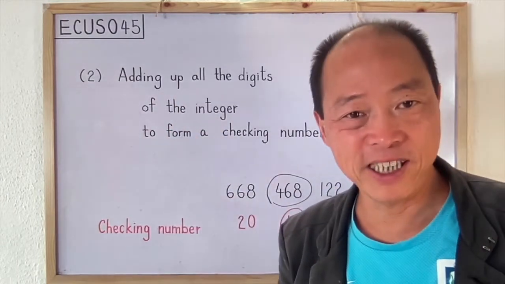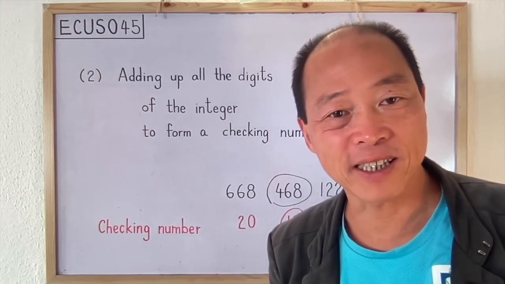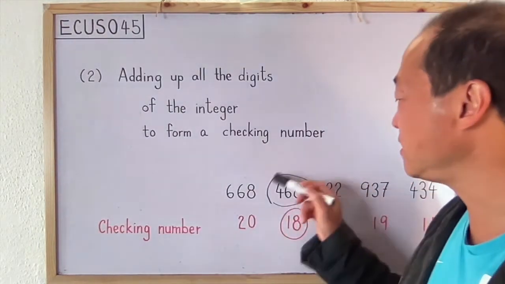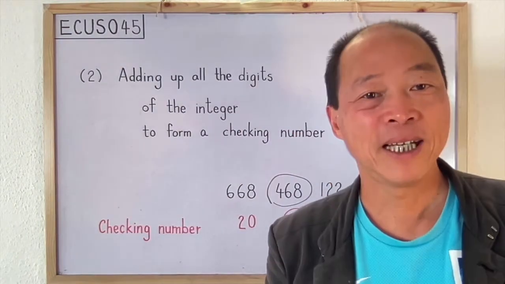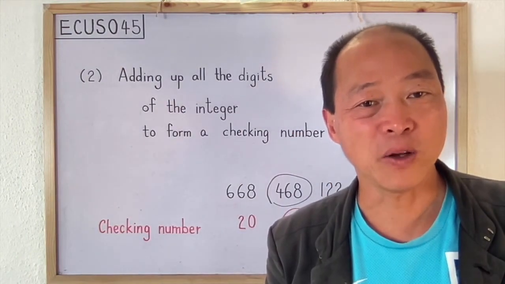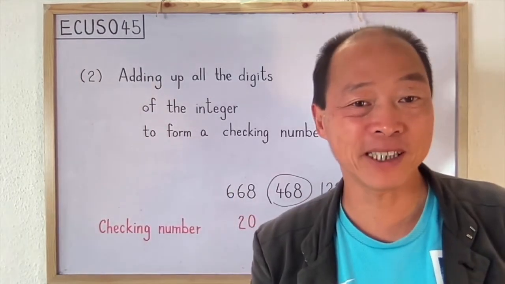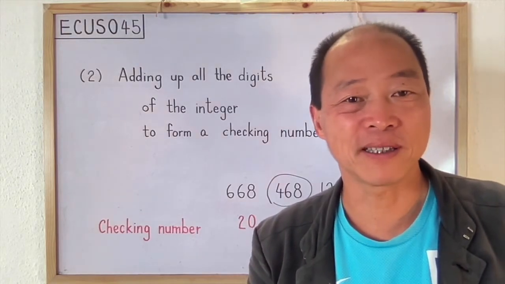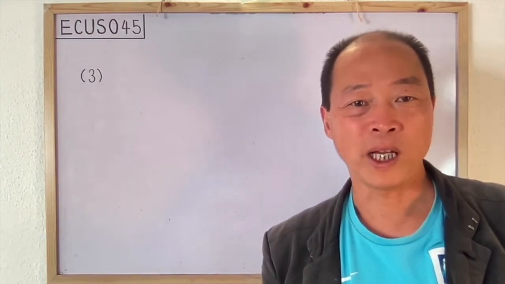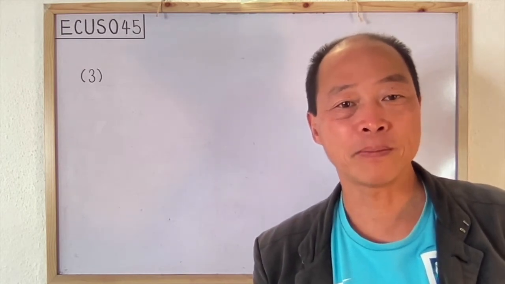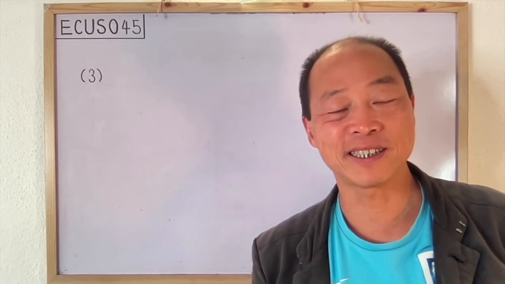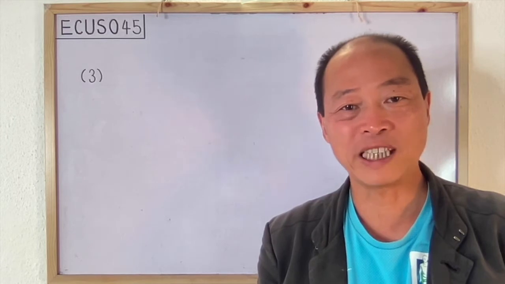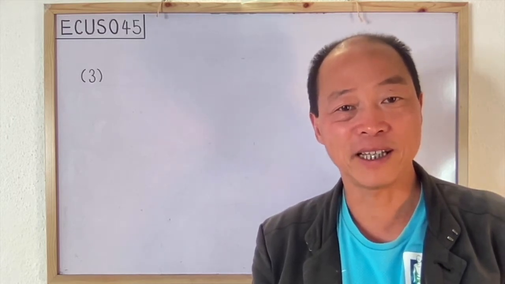Method 2 is easy to do, but difficult to understand. Why can we use the checking number to determine whether the integer is a multiple of 3 or not? These were my questions when I learned Method 2 from my mathematics teacher long time ago. I will give you an explanation of this method at the end of this video.